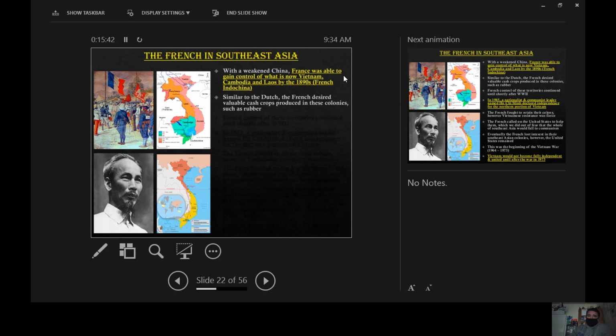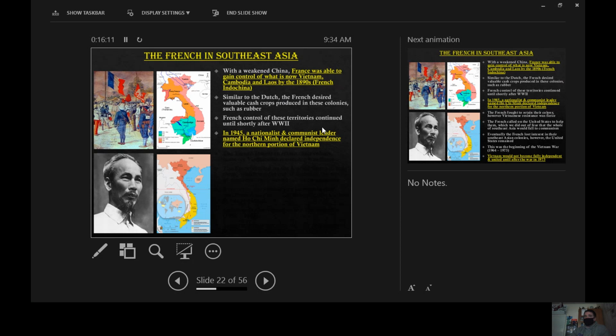Similar to the Dutch, the French desired valuable cash crops produced in these colonies, such as rubber. French control of these territories continued until shortly after World War II. In 1945, this is important, a nationalist and communist leader named Ho Chi Minh declared independence for the northern portion of Vietnam. Ho Chi Minh was a nationalist.